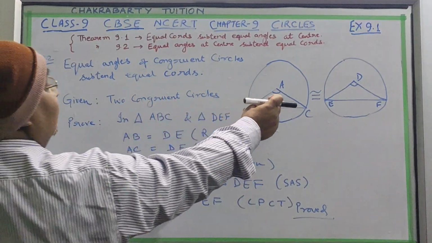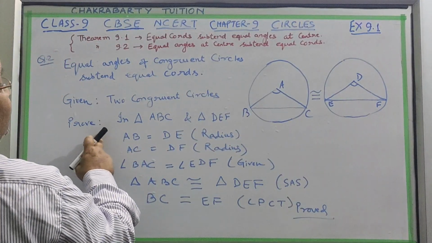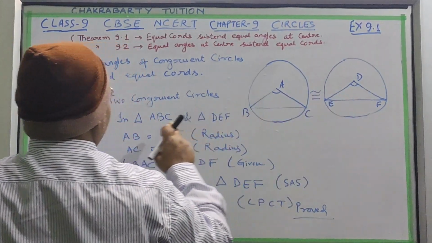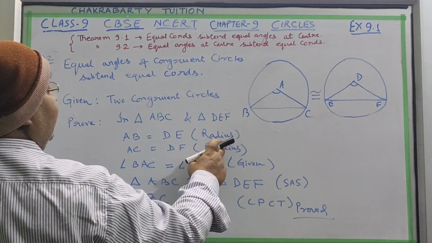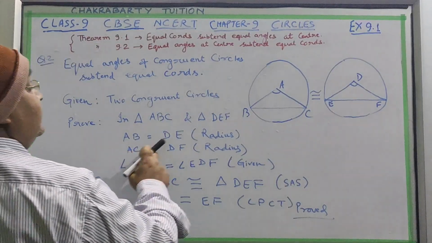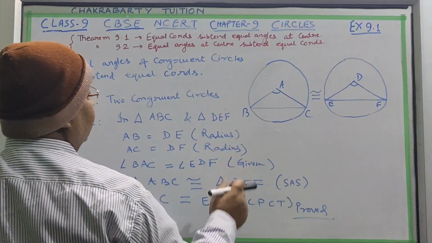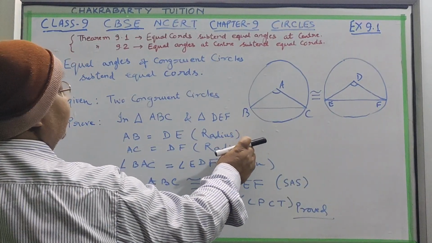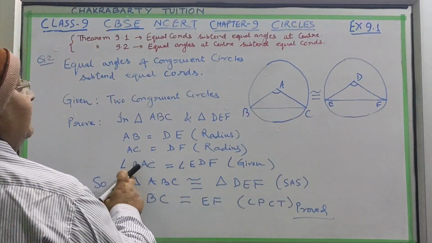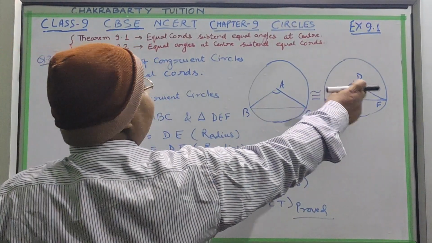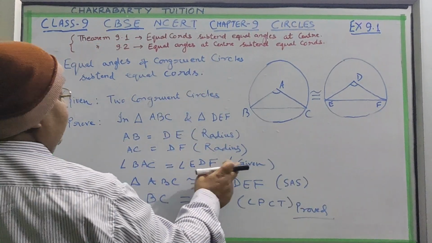So given two congruent circles with centers A and D. How can we prove it? We can prove it in this triangle and this triangle. AB and DE are equal because they are radii of congruent circles. AC and DF are also radii of congruent circles, so they will be equal. And angle BAC and angle EDF are given equal as per the equal angles of congruent circles.